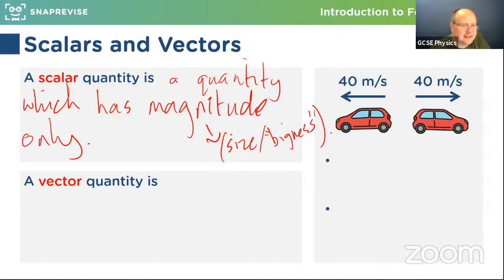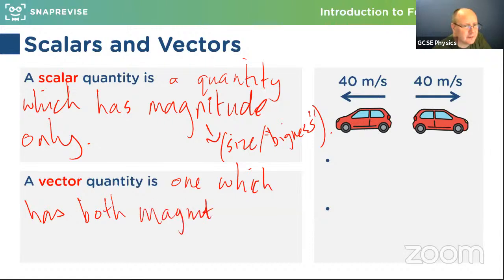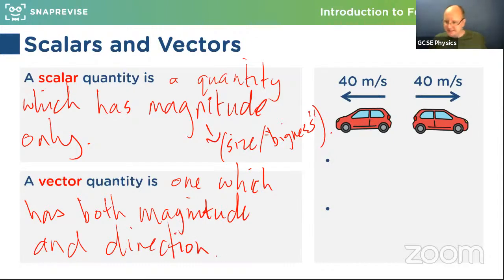So a vector quantity is one which has magnitude and also direction, has magnitude and direction. Now, something that sometimes I've seen students get a little bit tied up with is when they're dealing with vector quantities in an exam question, they've got to state both the direction and the magnitude of a vector quantity. People aren't always sure how to discuss and describe direction.